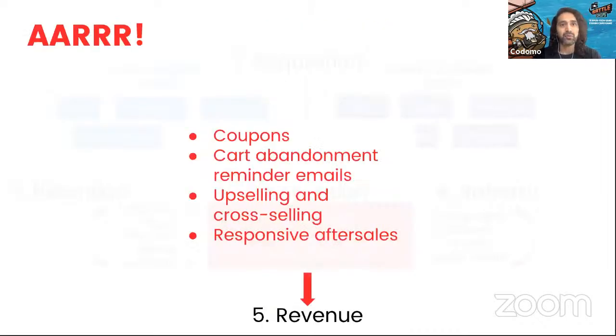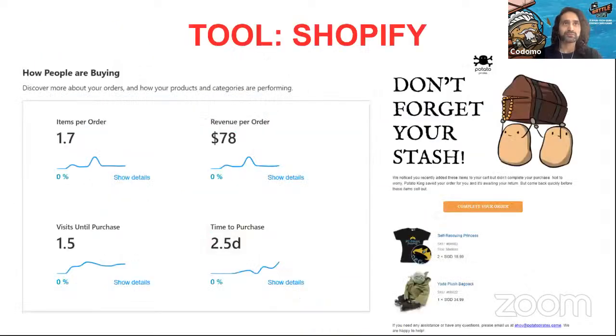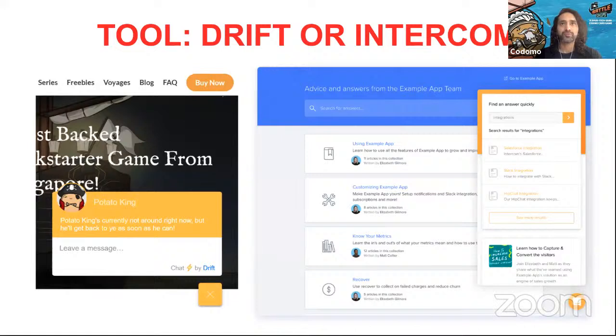And then finally, with revenue, there are a lot of other things you can do to capture as many people as possible from dropping out. Like with cart abandonment reminder emails: hey, you put something in your cart, but you didn't finish your purchase, right? I'm sure we have all seen those emails. If you use tools like Shopify, Shopify can handle those reminder emails for you. This is what it looks like, and it also shows you how many people are buying and what the revenue per order is, and stuff like that.